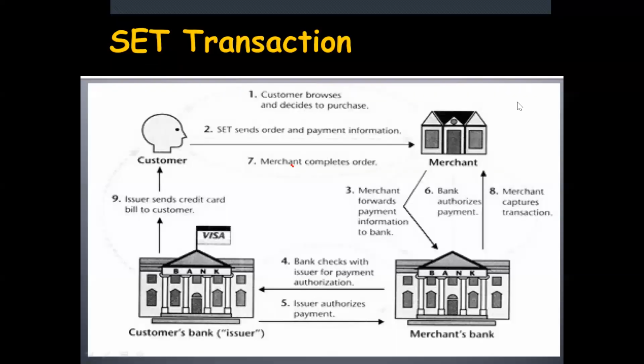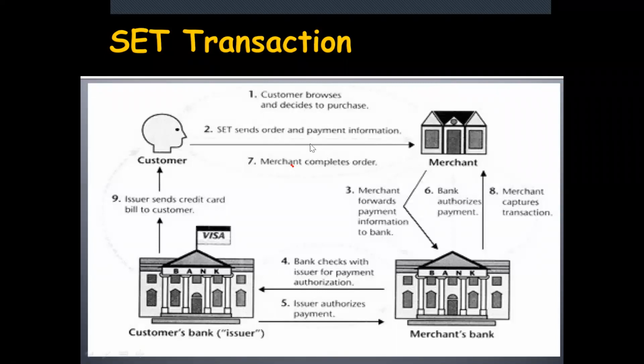So here, how it works. This is the general diagram which we are going to check. Here, the customer is going to browse and decide what to purchase on a site. He has a card, he browses, and he decides to purchase from a merchant. There are many merchants on different sites like Amazon and Flipkart, and from those merchants he tries to purchase something.